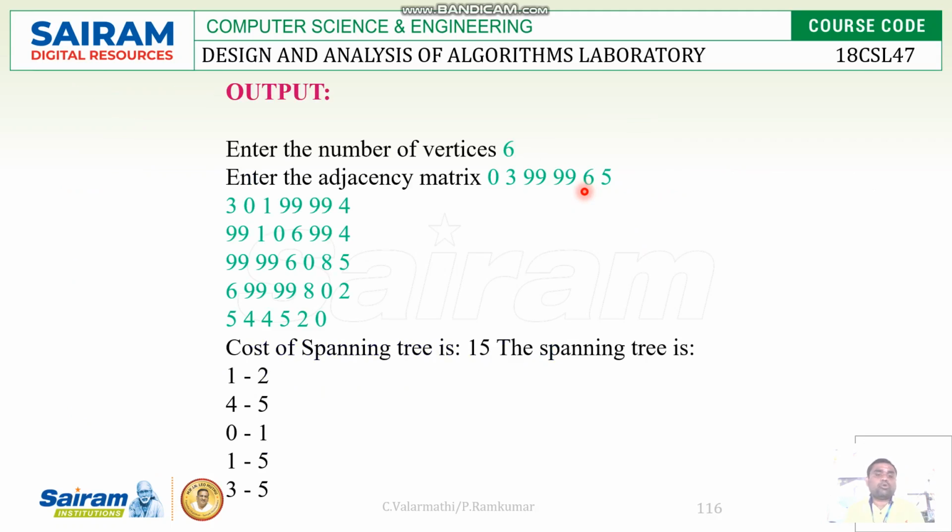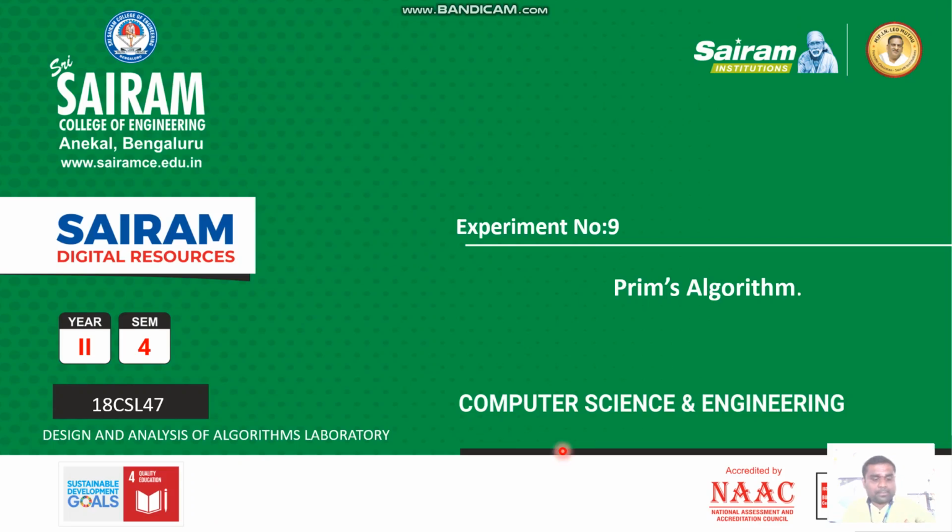So this is the output for this program. There are 6 vertices I have given, so a 6 by 6 adjacency matrix will be given. Then the cost of the spanning tree will be computed from source to destination. So the total cost will be added together, taking the minimum cost each and every time. Then the total cost of the spanning tree will be displayed as 15. So now I'll execute this program.